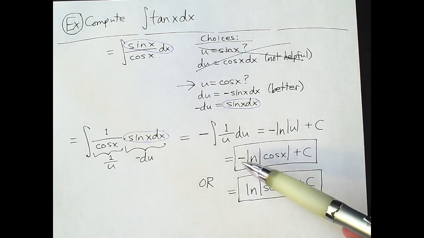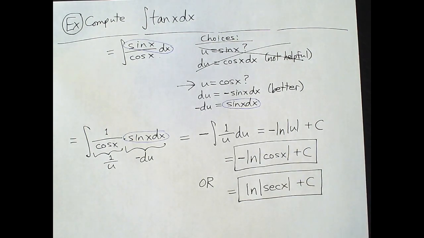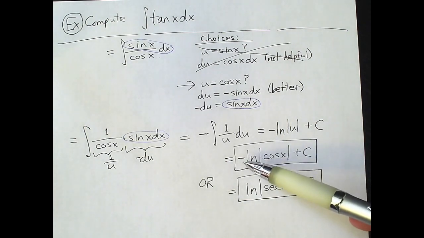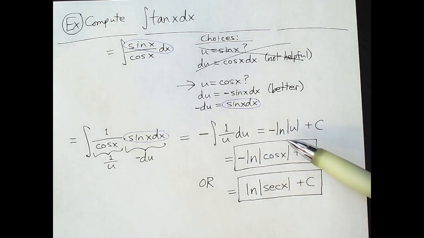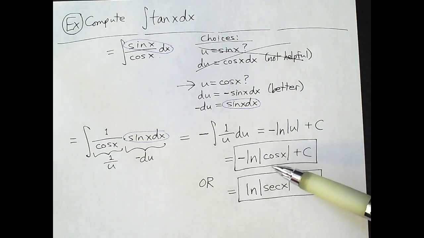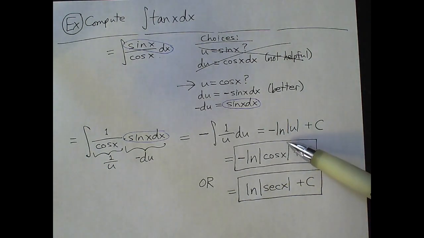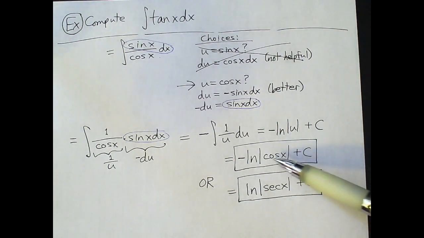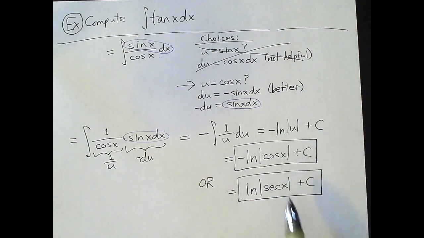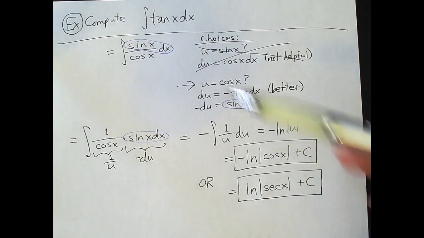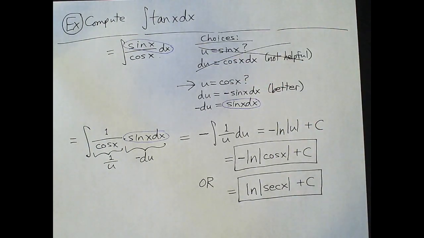It's because when you have a constant in front of a logarithm, like a -1, it can be brought inside as an exponent. And then cosine x raised to the -1 is the reciprocal of cosine, which is also known as secant. So these are equivalent to each other. If you ever look it up and you see something and you're like, why doesn't that agree with what I found? They actually do agree. They just look different.